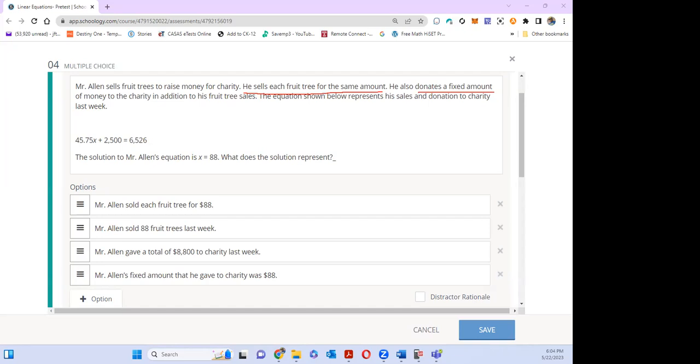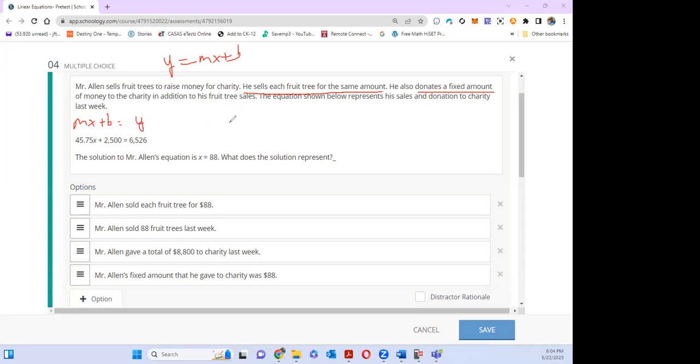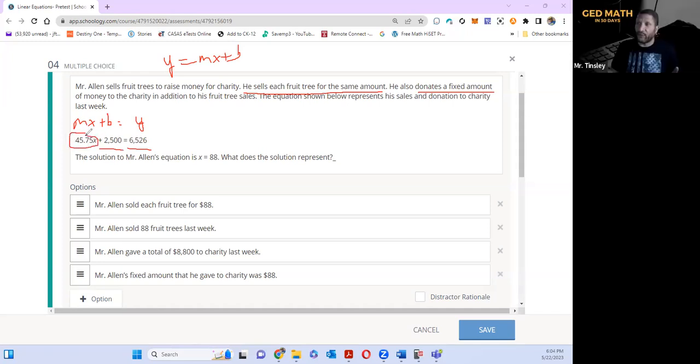So the first thing you know, if you need a linear equation, is y equal mx plus b, right? So mx plus b, but this is a little different. They set it up a little different. We're going to put the y on this side. So the y is your total money that you collected. The 2,500 was the fixed amount. And the 45.75 times x is variable, right? That means that x is going to be the number of trees you sold. And each tree costs 45.75.